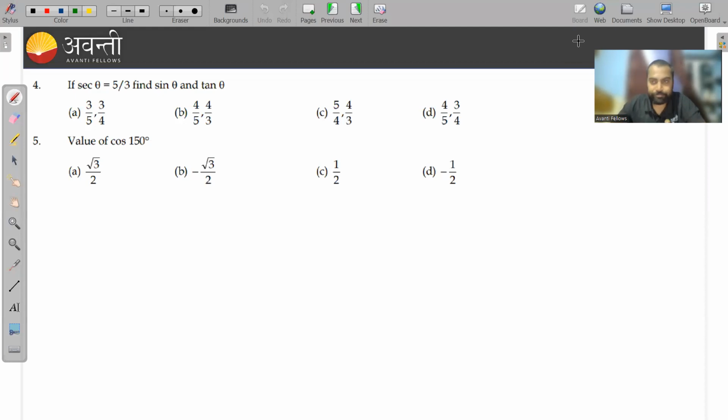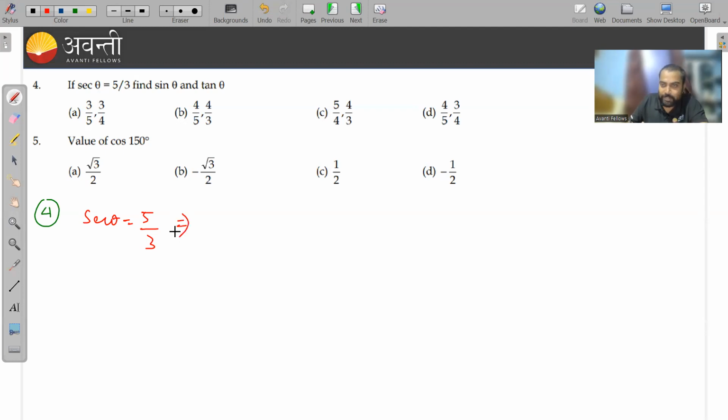Now, in the fourth question, it is asking if secant of theta is 5/3, then you need to find sine theta and tan theta. It's a very easy question. I hope all of you did it in your examinations. So let's solve the fourth question. What is it saying? Sec theta is equal to 5/3.